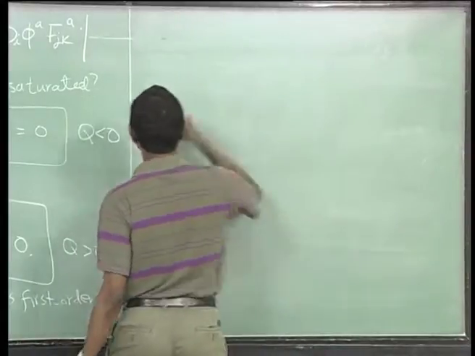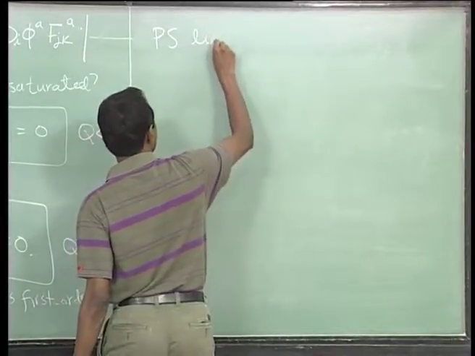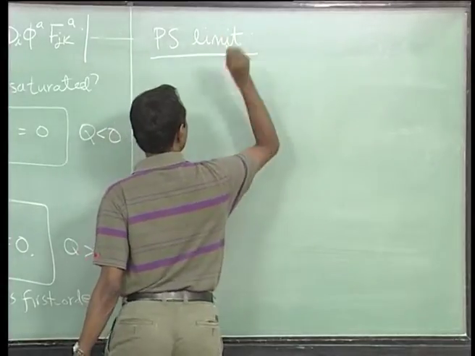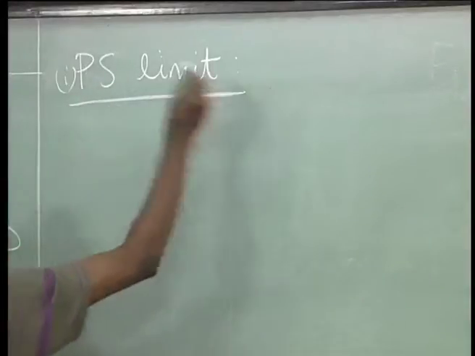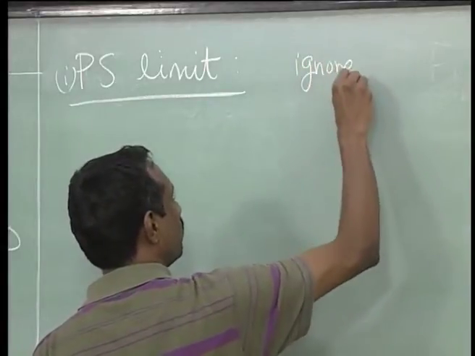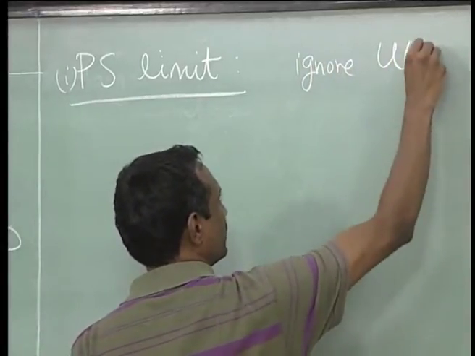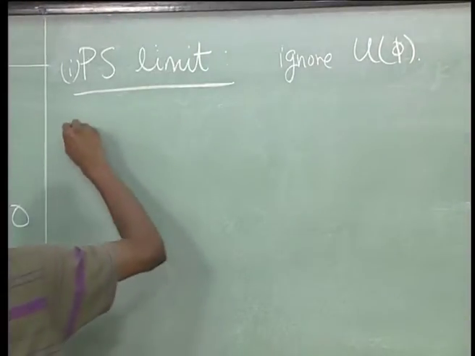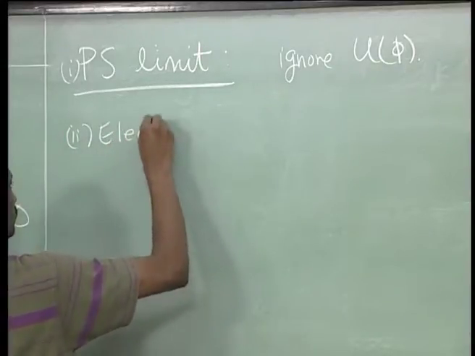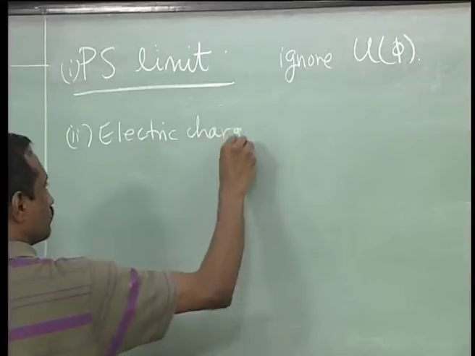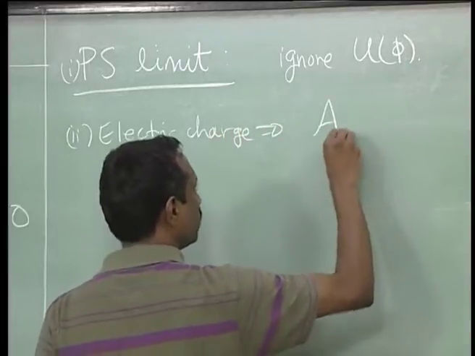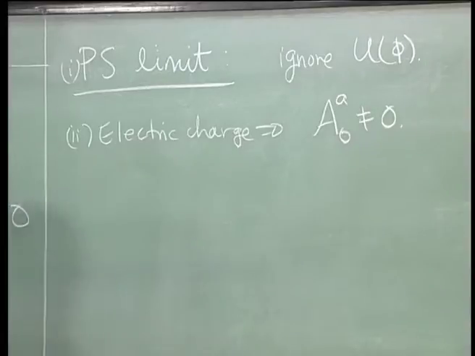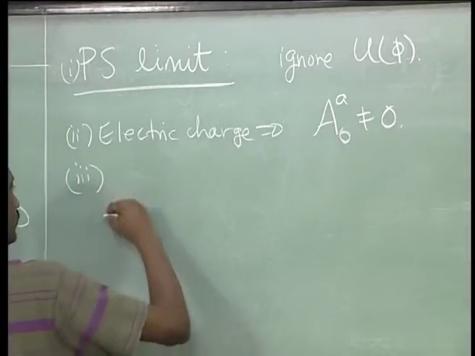So we will work in the BPS limit. This we will keep. So that means at the end of the day, ignore U of phi. But if you want magnetic charge, if you want electric charge, that implies that we cannot say that A0^a is 0. We will still keep everything time independent. Okay, things remain.